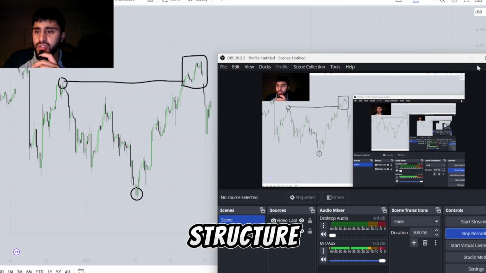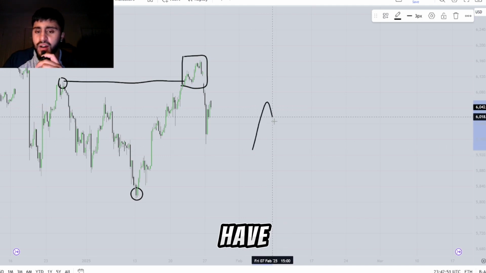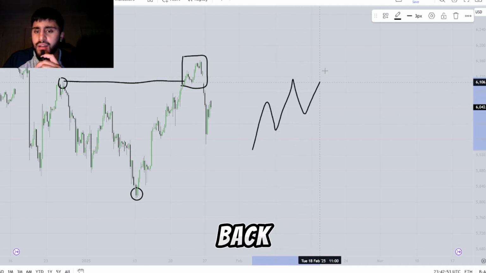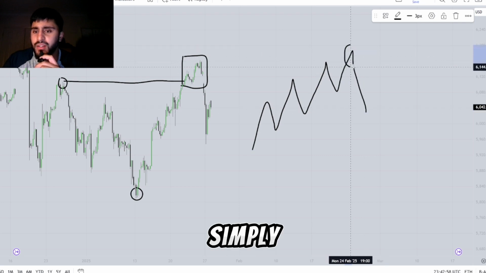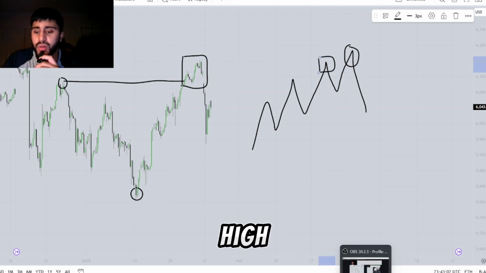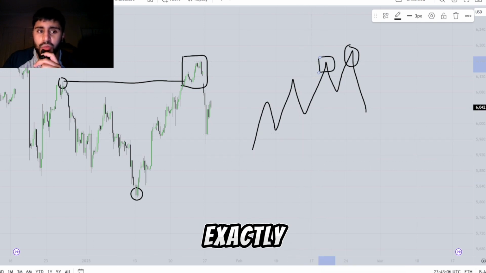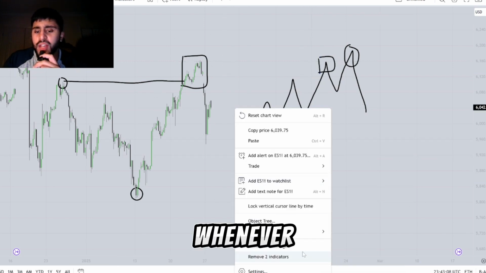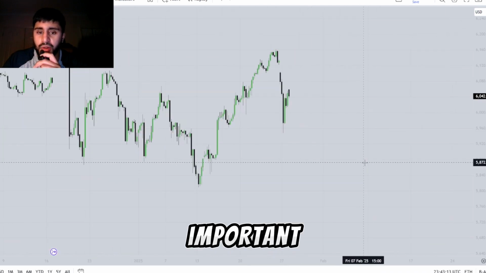So when it comes to market structure, you want to understand how we are actually looking at it from a basic level, because we have a high, pullback, high, pullback, high, pullback, and now we've had a high, right? So now from here, we are simply looking for a pullback because we're above this high. So whenever you have a high, you are looking for some kind of a pullback, and that's exactly what was going on over here, right? Whenever you take trades, you want to understand where you are in terms of basic market structure. Very important to understand this.